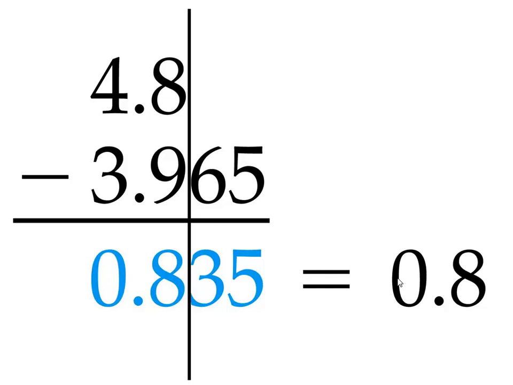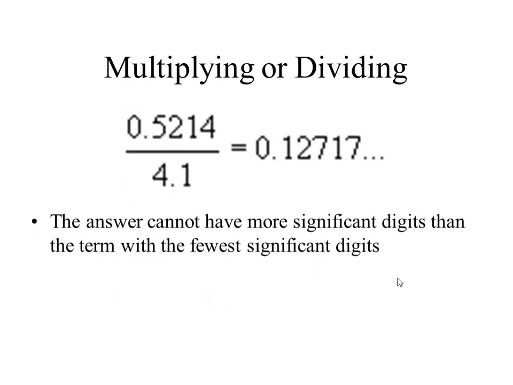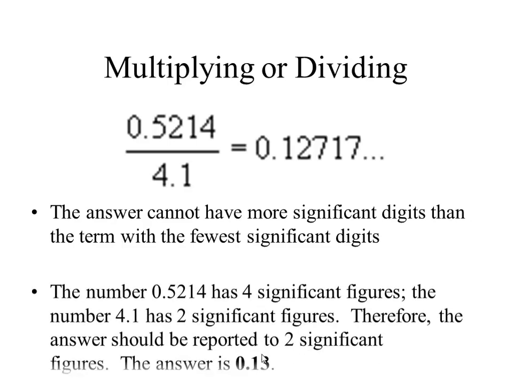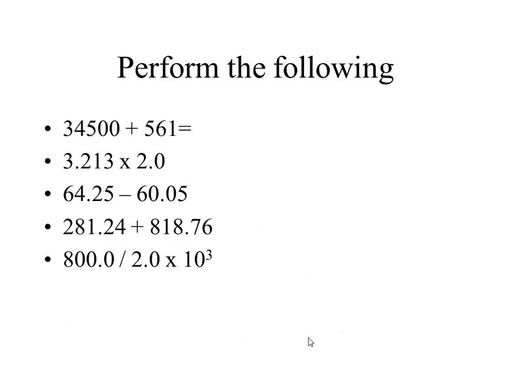Don't drive yourself crazy. Multiplying or dividing, we round to the number that is the least. So least number of sig figs. So we round to 0.13 here. Okay? We've done enough of these. So if you guys want some more practice, I'll post this up. You guys can try them tonight.